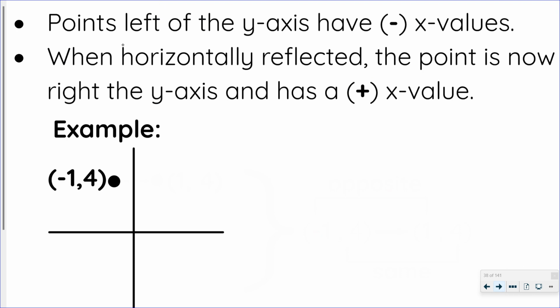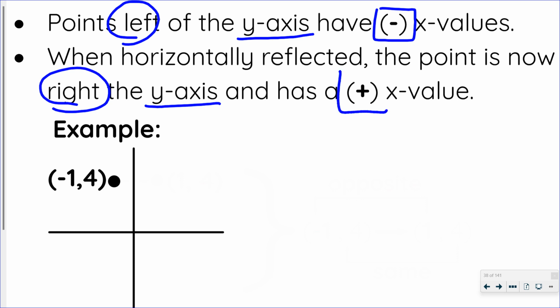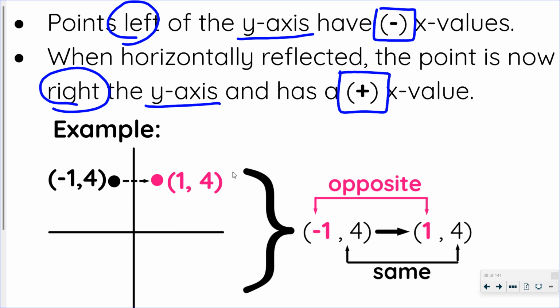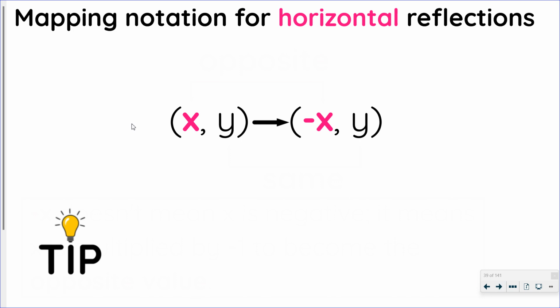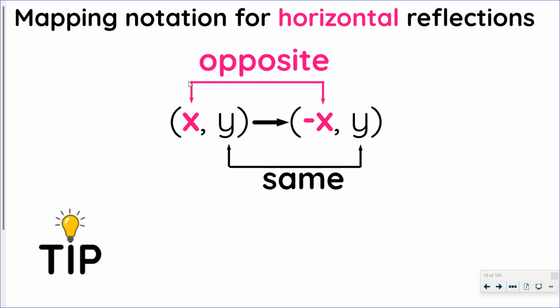Similarly, if I have points that are to the left of the y-axis, those have negative x values. When I horizontally reflect them, instead of being to the left, they will now be to the right of the y-axis, where x is positive. So for example, -1 and 4 is 1 to the left. When I reflect it, it becomes 1 to the right. Again, with my mapping notation, it is only x that changes to become the opposite value. Y stays the same. So in general, when I have a horizontal reflection, all of my points x, y are going to become negative x, y. Y stays the same, x becomes the opposite.